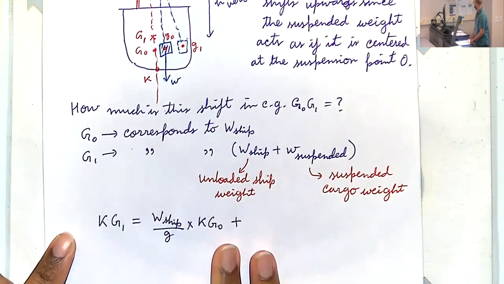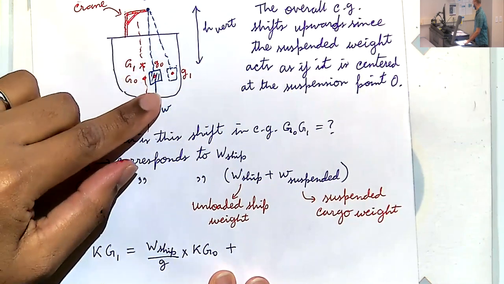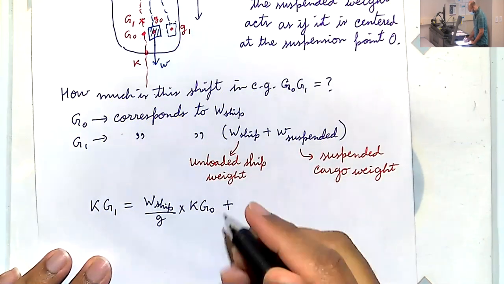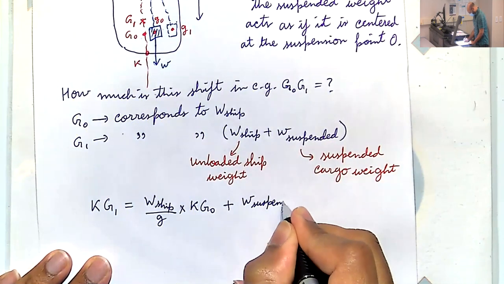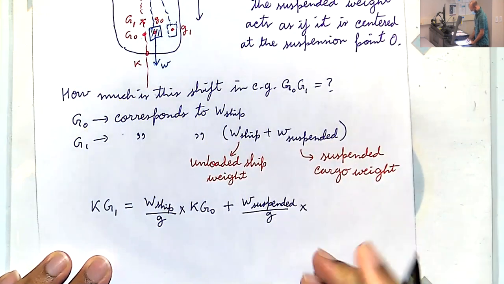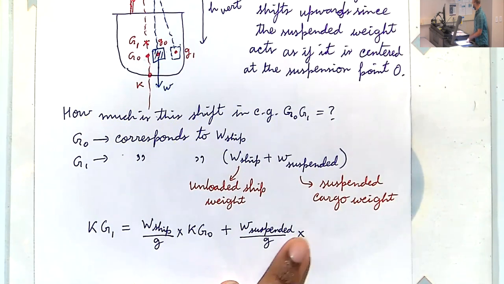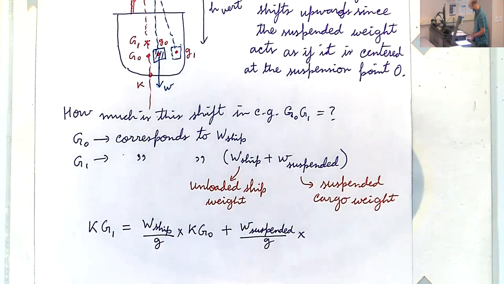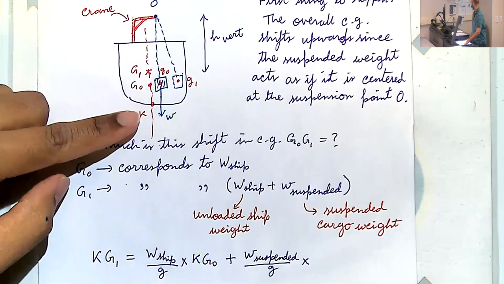Okay, and then whatever additional weight we have. So that's W suspended times what? What is the distance for W suspended? Should we take little KG0 or should we take KO?